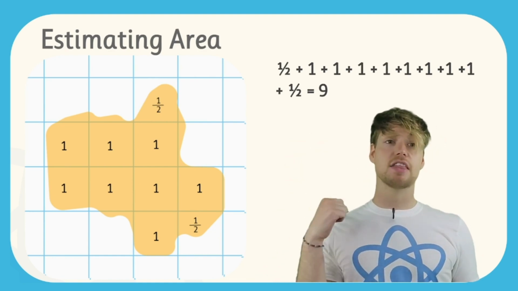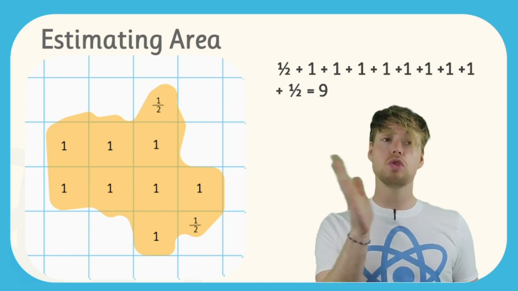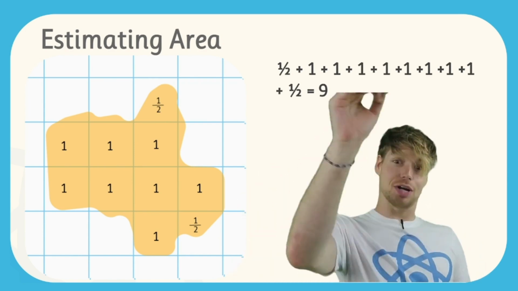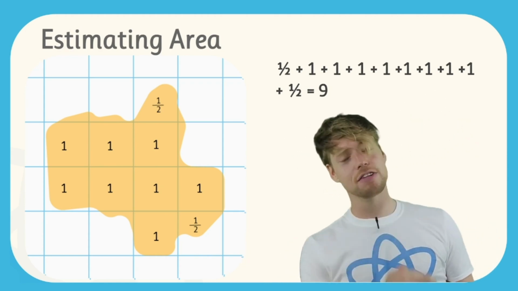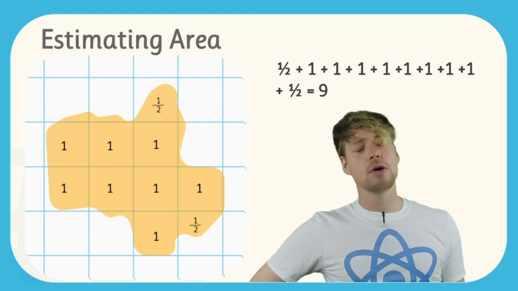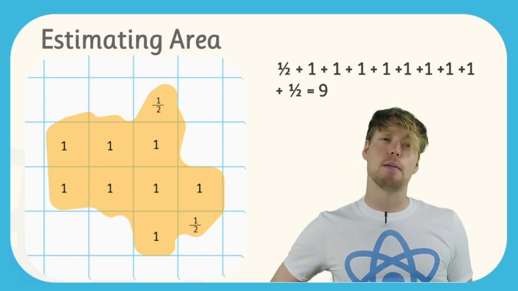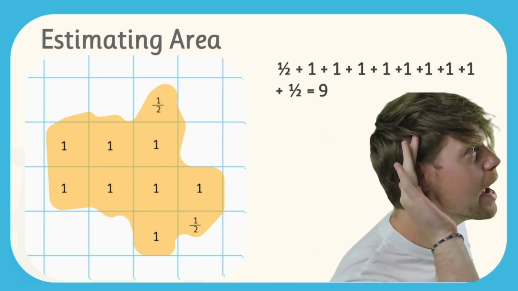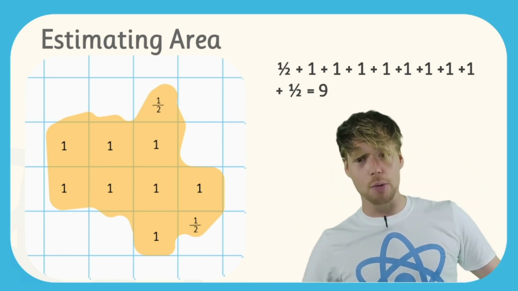So we add together that half from the top square, then we add all the ones together, 1 plus 1 plus 1 plus 1 plus 1 plus 1 plus 1 plus 1, and then we need to add another half. If we add that all together, we get 9. Now, I know what you're thinking. We've done a lot of hard work to get this far, but we're not quite finished. What are we forgetting? Tell me, what are we forgetting? Oh, well done. We are forgetting our units.